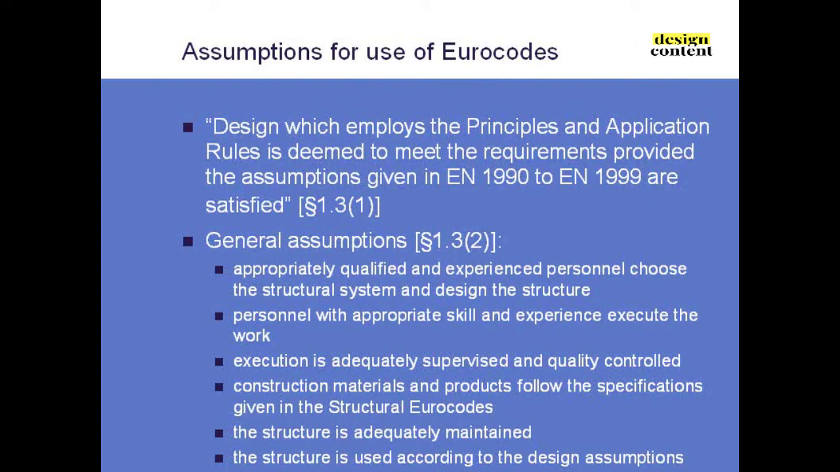So we've got, for example, the Eurocode design only works if you have appropriately qualified and experienced personnel choosing the structural system and designing the structure, but it doesn't define what appropriate means. So we don't know, again, until you end up in court, whether you were appropriate or not. Personnel with appropriate skill and experience execute the work. So that's basically the contractors know what they're doing. Execution is adequately supervised and quality controlled.